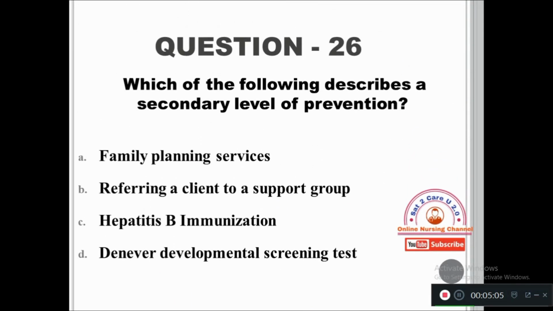Question number 26. Which of the following describes a secondary level of prevention? A. Family planning services. B. Referring a client to a support group. C. Hepatitis B immunization. D. Deliver developmental screening test.